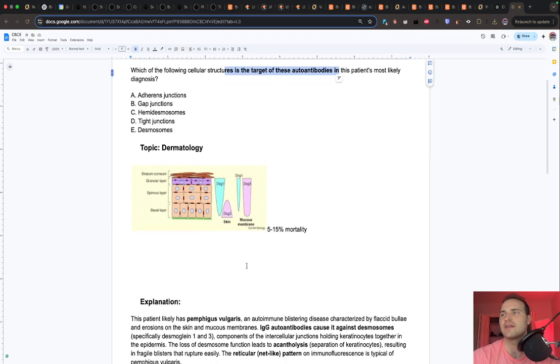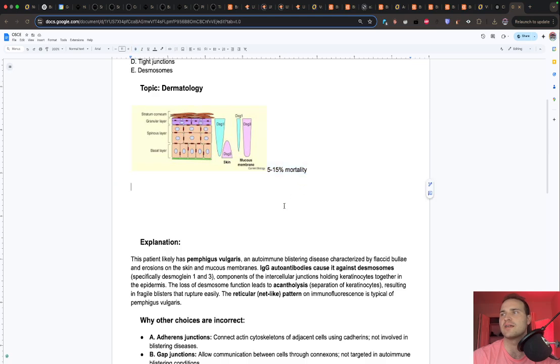And the Pemphigus vulgaris has a 5 to 15% mortality. It's a pretty bad one. That's when you have the IgG antibodies against the desmosomes, specifically desmoglein 1 and 3. And those hold the keratinocytes together in the epidermis. And if you lose them, then you get acantholysis, which is the separation of the keratinocytes. And so those will separate, and you'll get the reticular or net-like pattern on the immunofluorescence.